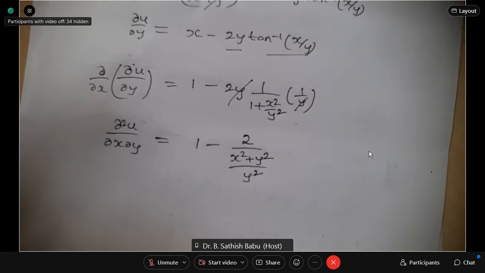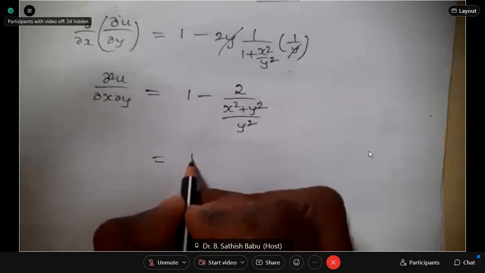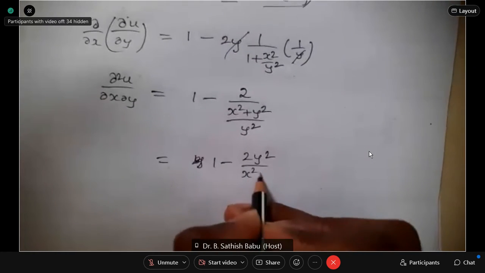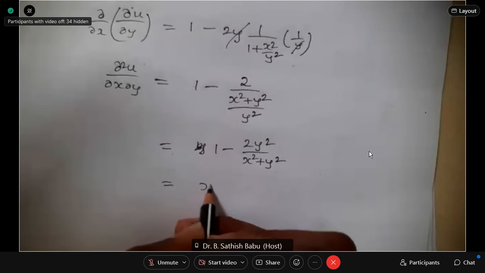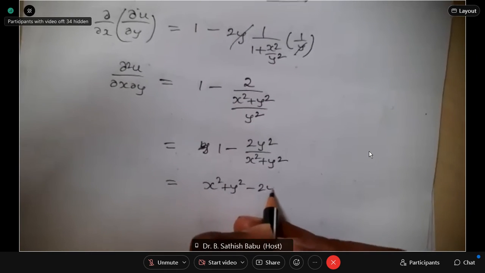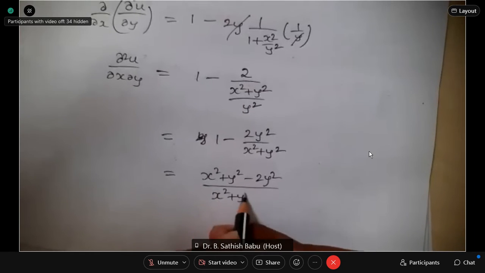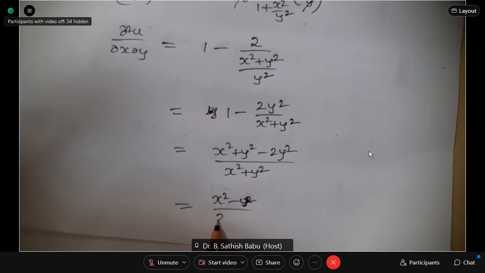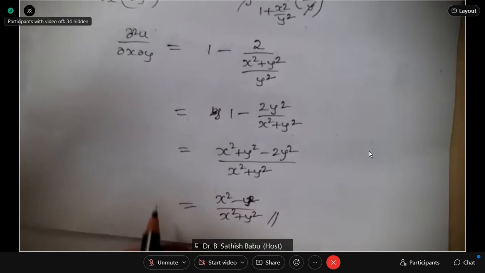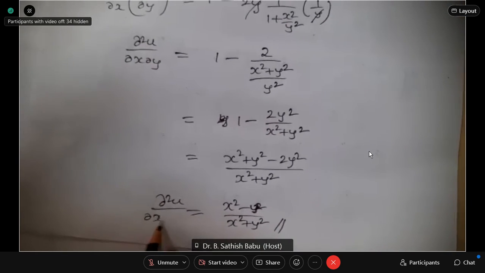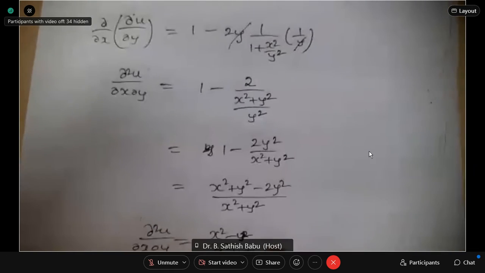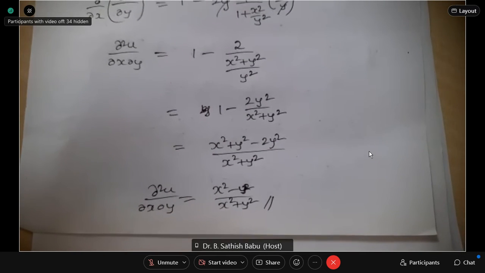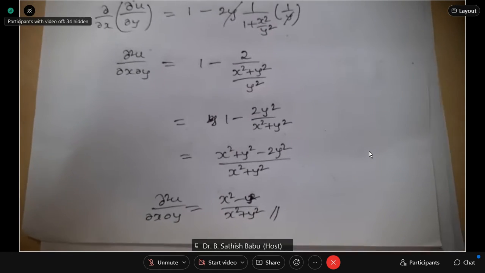Fine. Yes. Now on taking this term to the numerator, it becomes 2y square divided by x square plus y square. On taking LCM, x square plus y square minus 2y square divided by x square plus y square. On simplification, it turns out to be the same answer as the previous one, dou square u over dou x dou y. Correct? Yes, sir. Whether you differentiate first with respect to y or with respect to x, why is it happening?